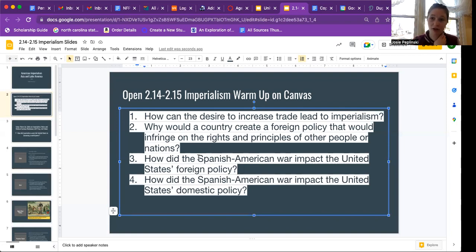Everything changed here because the United States started to get involved in this colonization idea. They obtained Cuba, the Philippines, Puerto Rico, and Guam. This Spanish-American War began because they got involved with the colony that was Cuba. And how did it impact domestic policy? Again, social Darwinism: people in the United States began to think that they were superior to other groups of people across the world.